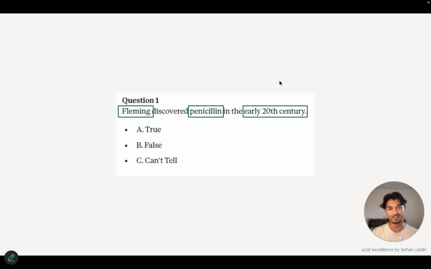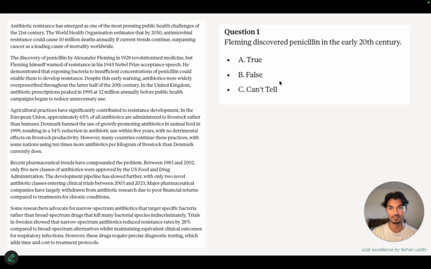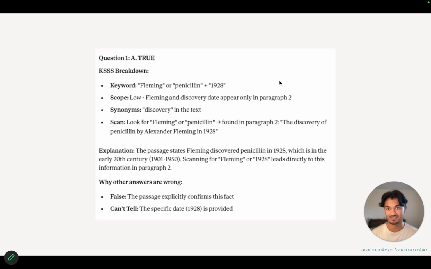So, with that said, why don't we have a go at this? Given those keywords, have a go at finding this question. So once you've had a go at this question, hopefully you can find penicillin, Fleming, and 1928 all as the keywords that we're looking for here. And then this answer ends up being true. Fleming did, in fact, discover penicillin in 1928.